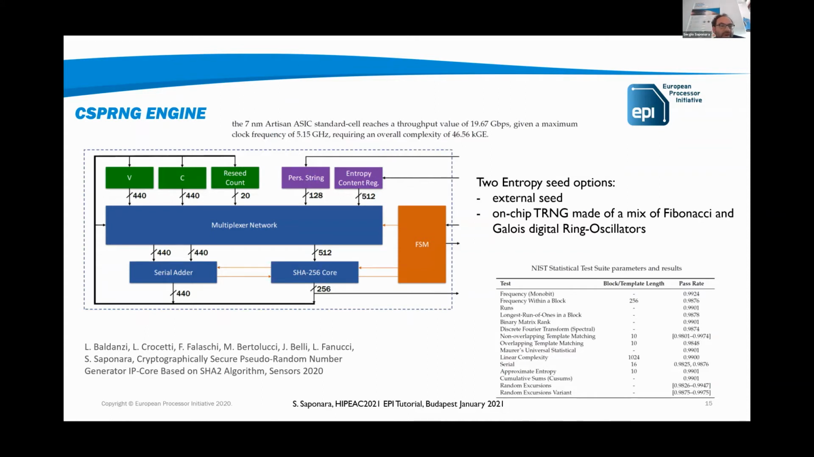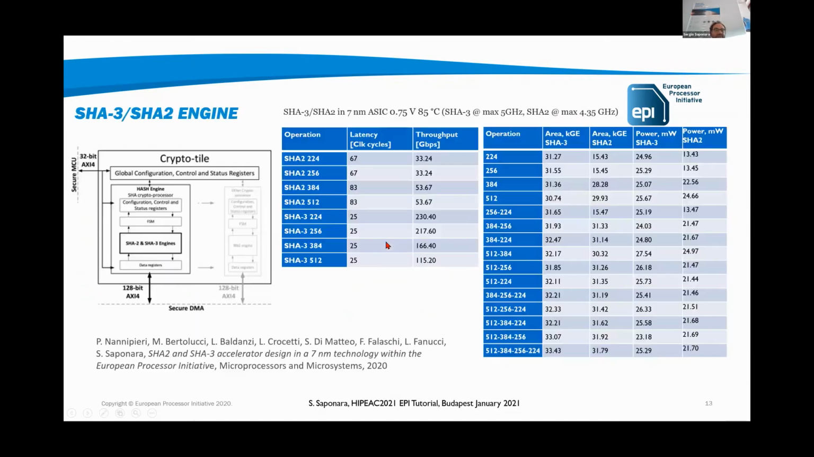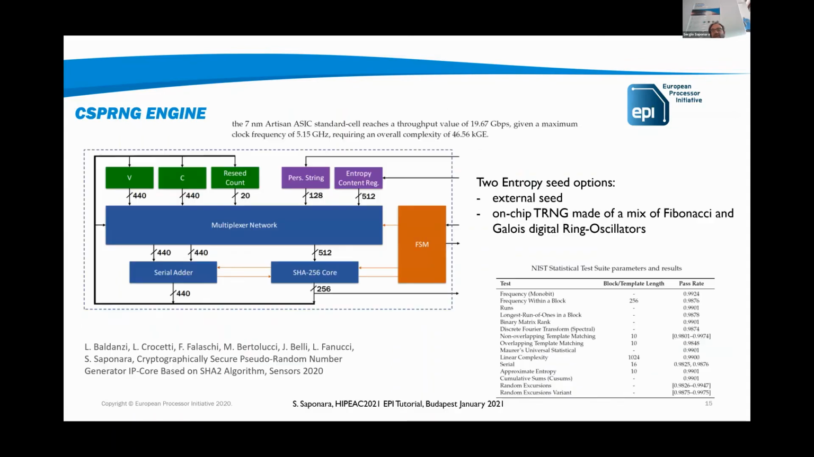This is the cryptographically secure pseudo-random number generator. Also this has already been published, and it can take seeds from external seeds or the internal TRNG. So you have a very good flexibility, and also in this case, all these IP have been tested with respect to the testing suites of standardization bodies, like for example NIST in the US, and are passing them. And also the complexity, again, you have seed generation in the order of several tens of gigabit per second.